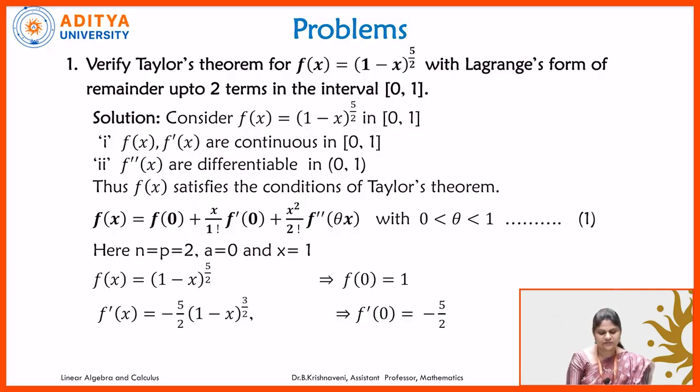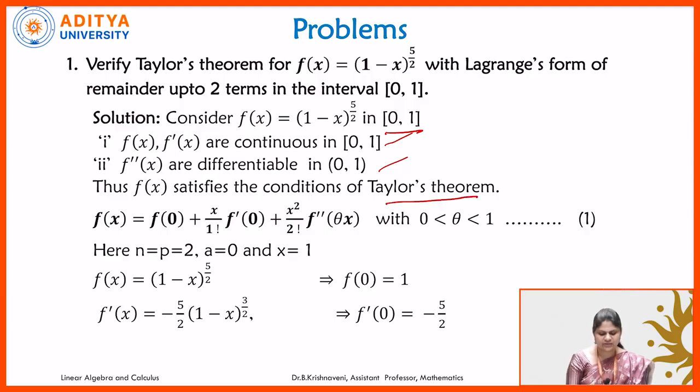Now the next question is to find Taylor's theorem for f of x is equal to (1 minus x) whole power 5 by 2 with Lagrange's form of remainder up to 2 terms in the interval closed 0, 1. So here consider f of x is equal to (1 minus x) whole power 5 by 2 in the given interval closed 0, 1. Clearly both f of x and f dash x are continuous. Similarly, f double dash x is derivable in the open interval 0, 1.